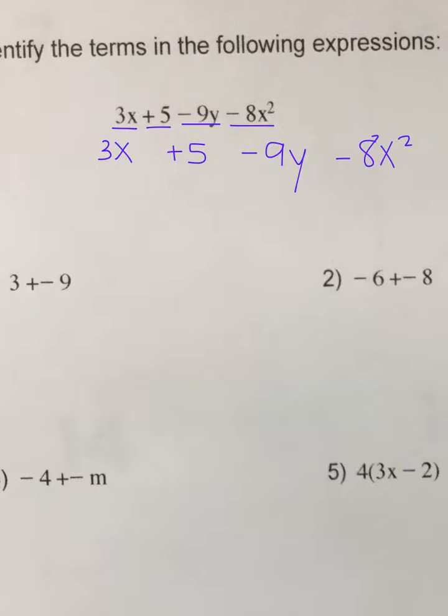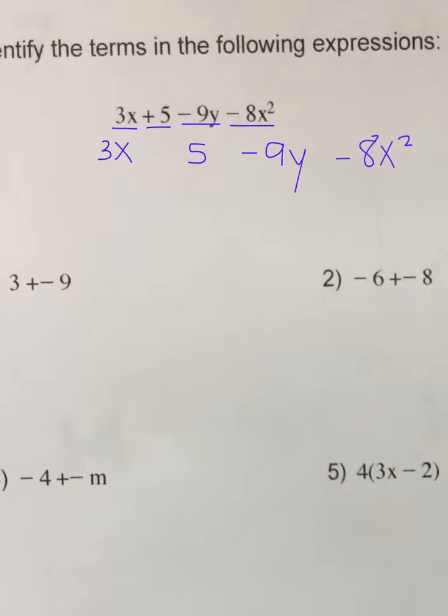Now, the 3x doesn't have anything in front of it. So we know when we don't see anything that there's a positive sign. We don't have to say it and we don't have to write it. We just know. In front of this 5, there's a positive sign or a plus sign. It means the same thing. We don't say it though, so I'm going to go ahead and erase it.